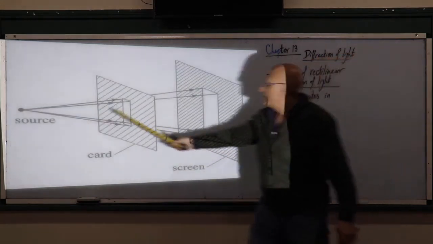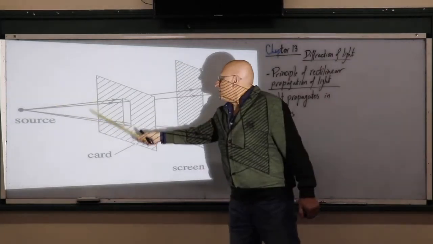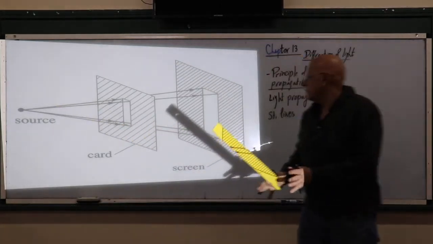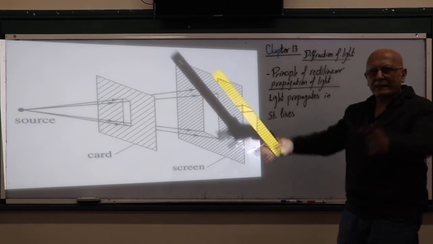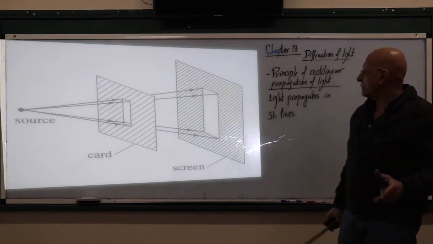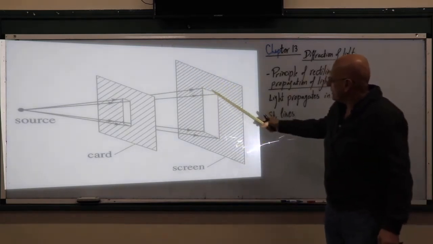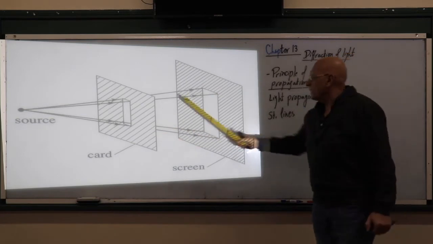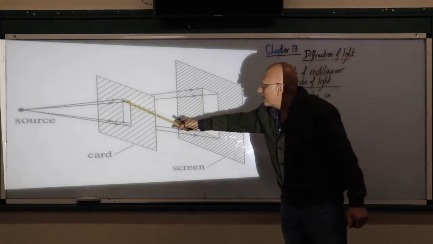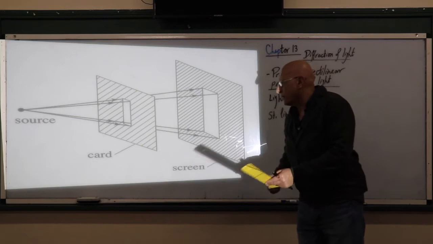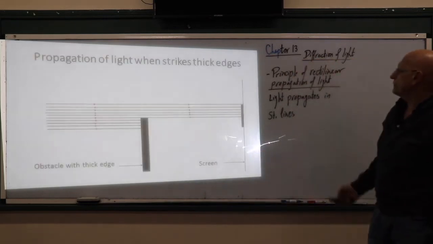But here the beam is divergent. So it will expand like a flashlight, okay? And so you get a greater size. But this doesn't violate that light propagates in a straight line.